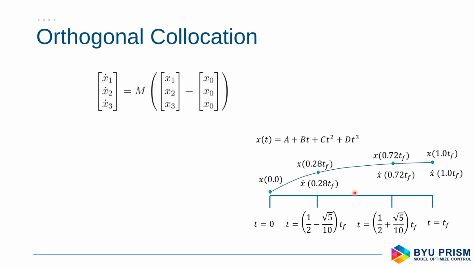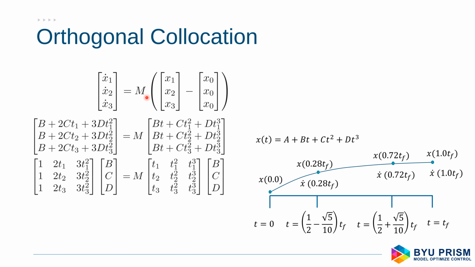What we're going to do is relate our derivatives to our state values, because we need the derivative values here, here, and here. We're going to relate that with this matrix M. And what we do is we substitute in this x of t into these equations. So we take the derivatives. You can see this is the derivative of x of t. And here we have x1, x2, x3. We've substituted those in and then subtracted x naught, which is going to be equal to a. That's why you don't see the a here, because you subtracted off the initial condition.